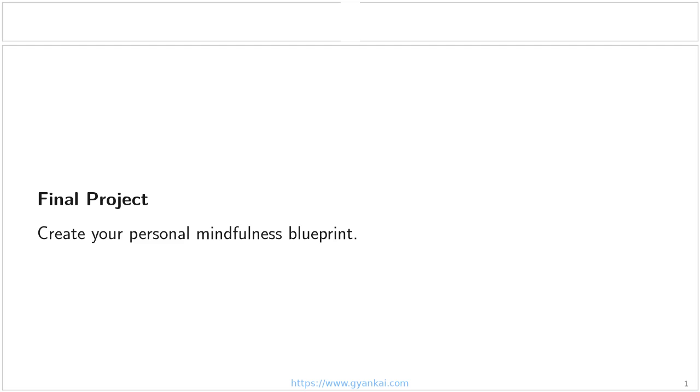Think of this blueprint as a plan designed for your real life. It is not meant to be perfect, and it does not need to look like anyone else's plan. It is simply a clear guide that helps you understand why mindfulness matters to you, what you want from it, how you will practice, and how you will stay consistent over time. In the next few slides, you will build this blueprint step by step. Each part will help you reflect on one important question. By the end, you will have a personal plan that can support you not just for this week or this course, but for the long term.